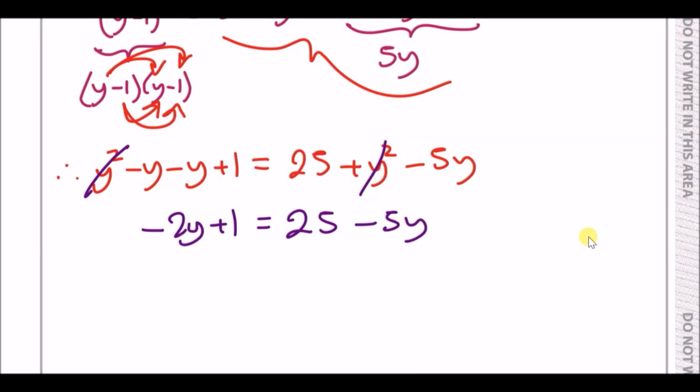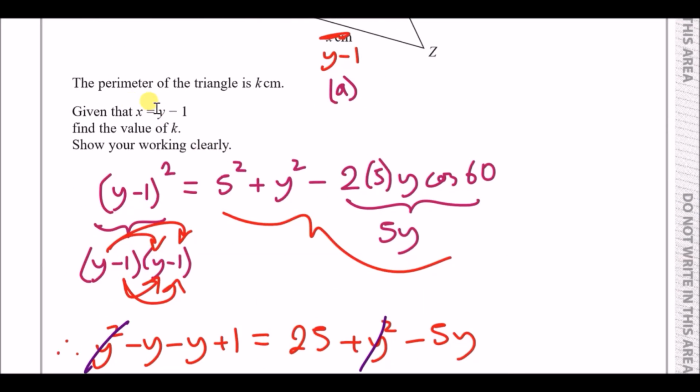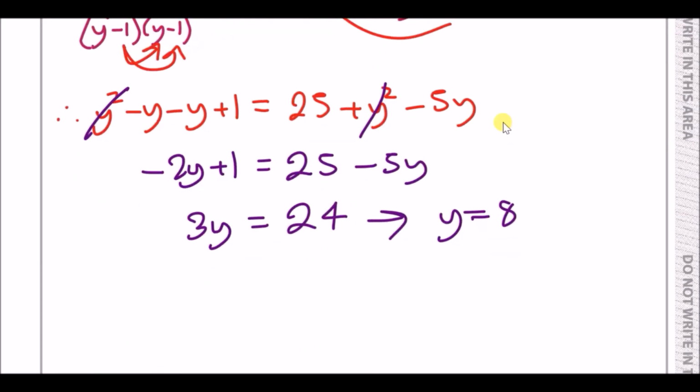So adding 5y across, we're going to have 5y take away 2y, which is 3y. Minusing 1 across, we're going to have 24. And then dividing this by 3, you're going to get a y value of 8. Now, because you know the value of y, which is 8, to get x is just 8 minus 1, which is 7. So x is 7. So 2 things are solved.